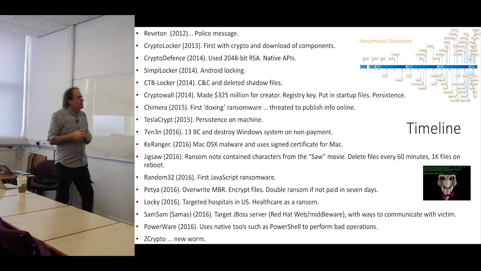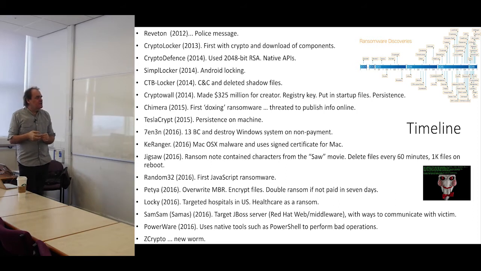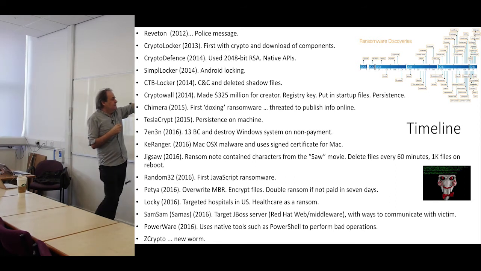The Chimera was an unfortunate one. It was a doxing ransomware, and it threatens to publish stuff online. If you don't pay the ransom, then we're going to publish all your pictures and all your documents and all your emails and so on online. So a really unfortunate type of thing.